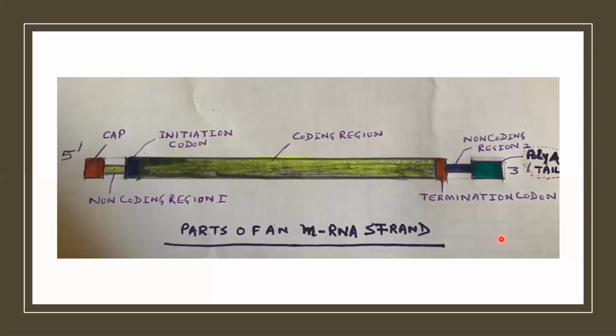Before starting complementary DNA library preparation, we must know the structure of messenger RNA. Now, this part is the cap region at the 5' end, non-coding region 1. And from here the coding region starts, and this coding region is up to this part. From where initiation occurs, this is called the initiation codon, and where termination occurs, this is called the termination codon. Now, this is non-coding region 2. This part is called the poly A tail, and this is very important for separation of messenger RNA.